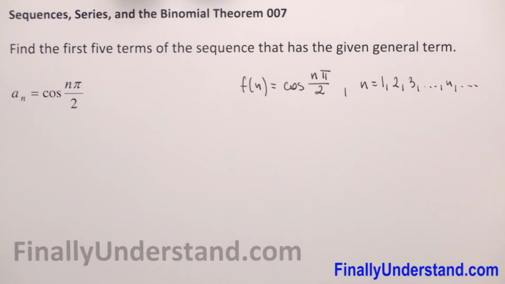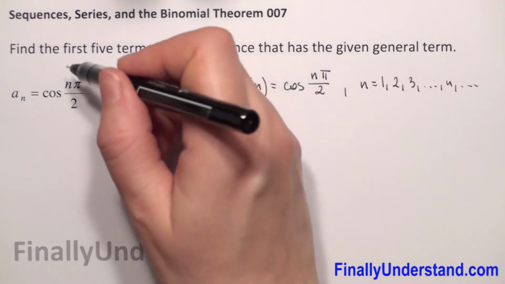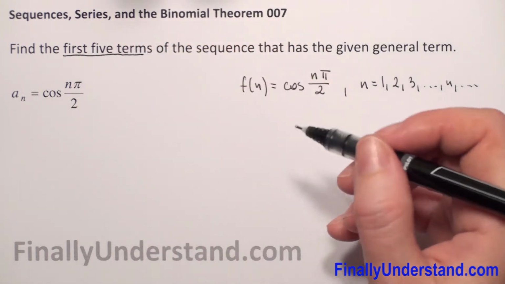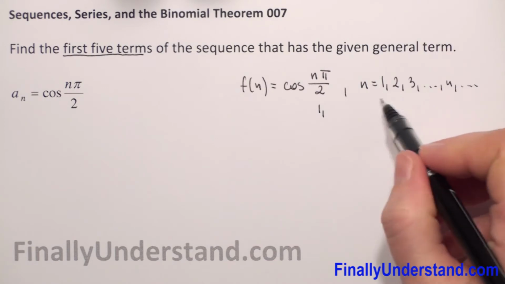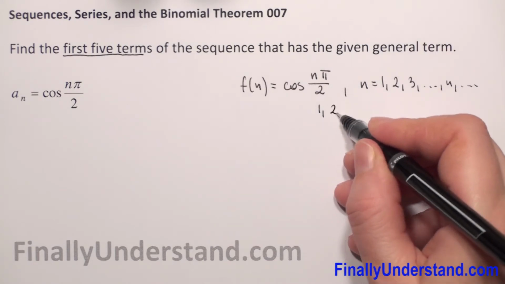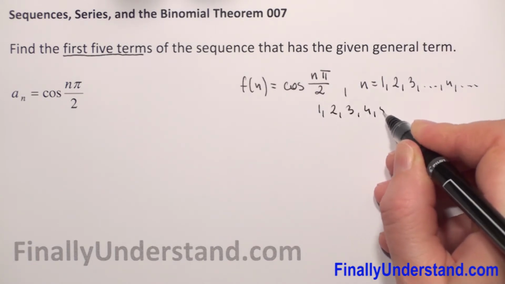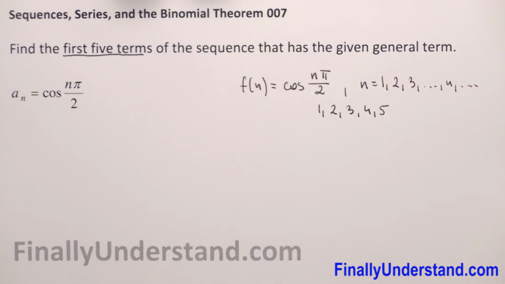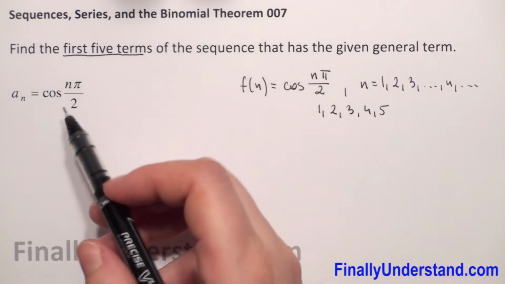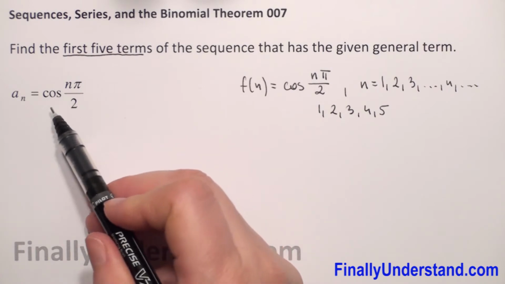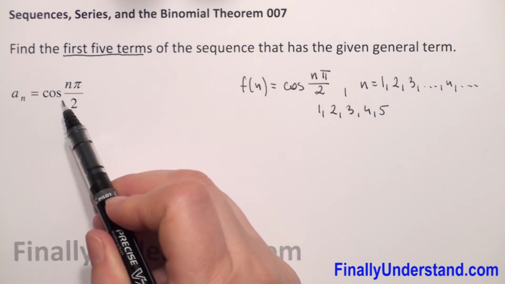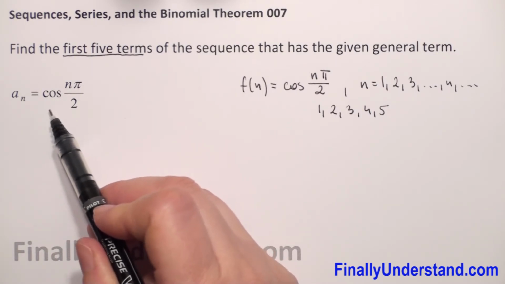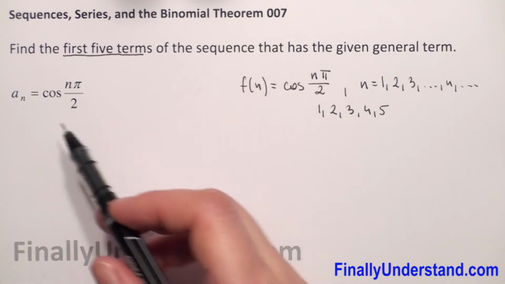In our example, we need to find the first 5 terms, so we need to substitute n by the first 5 numbers, which are 1, 2, 3, 4, and 5. And what else? In my opinion, when you have a trigonometric function, it's good to draw the graph of this function, and it will be very easy to find the value for our function. So we have the cosine function.